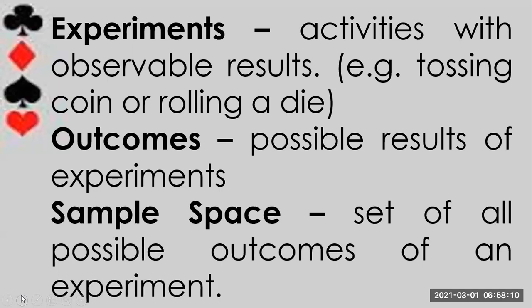So example, we have the experiment na tossing a coin. So ang kanyang sample space ay head at saka tail. So dalawa lang ang kanyang elements ng kanyang sample space. Whereas sa rolling a die, ano yung kanyang sample space? So 1, 2, 3, 4, 5, and 6. And normally ang sample space natin ay naka-enclose sa bracket.